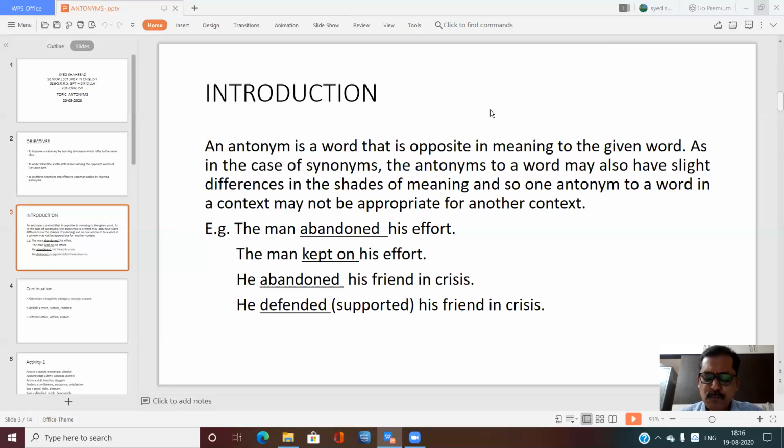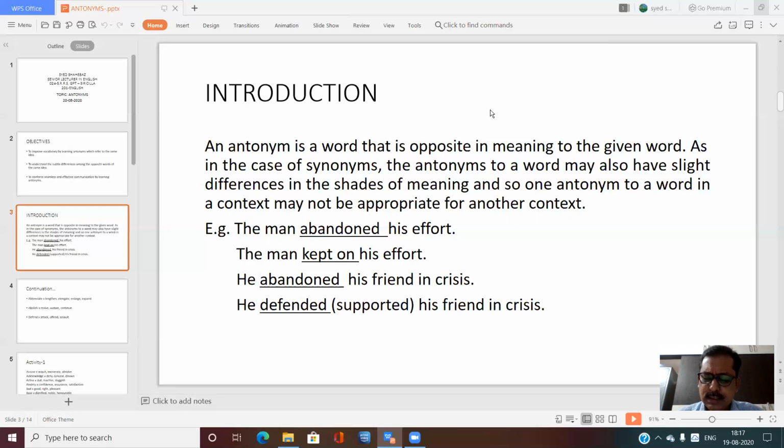For example, the word abandon has several antonyms like adopt, defend, hold, keep, support, retain, etc. These are antonyms of the word abandon. But all these antonyms do not convey exactly the same meaning.